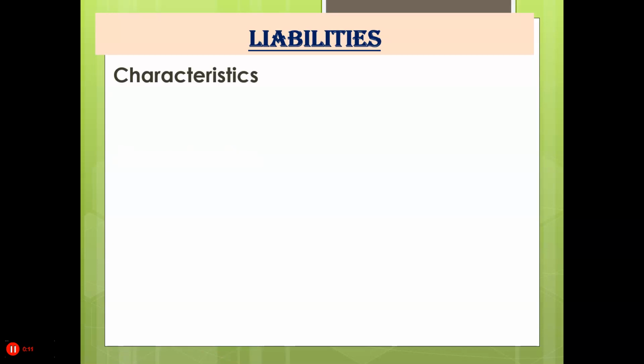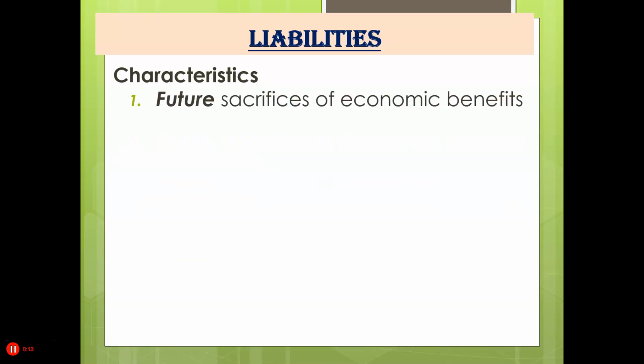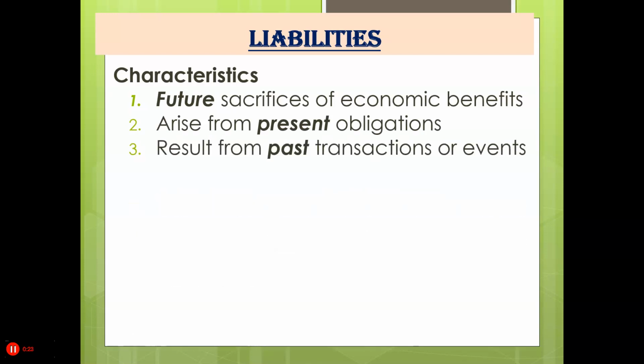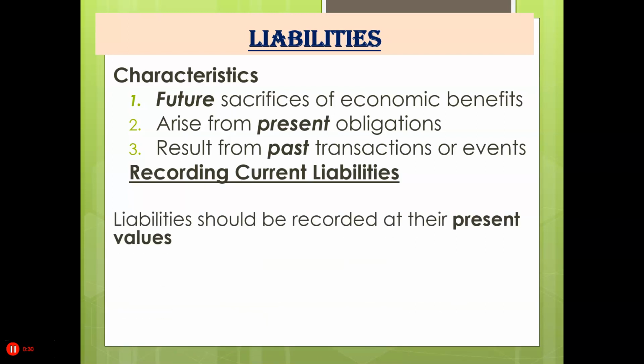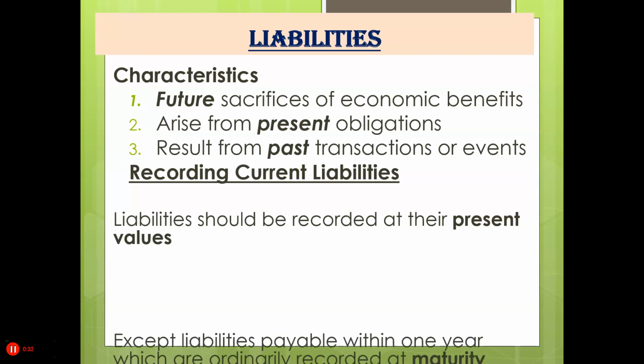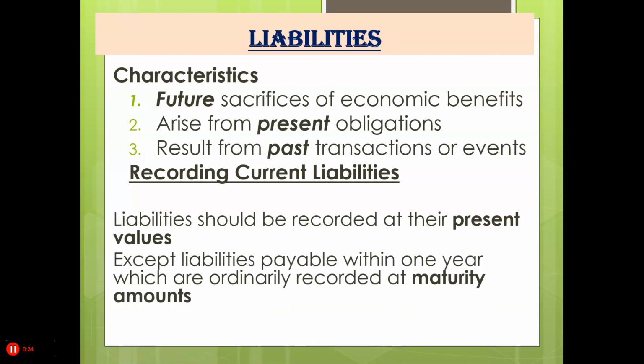Liabilities. Their characteristics, and this applies to all kinds, are future sacrifices of economic benefits, arise from present obligations, and result from past transactions or events. Recording current liabilities: they should be recorded at their present value when they're current, except liabilities payable within 1 year, which are ordinarily recorded at maturity amounts.